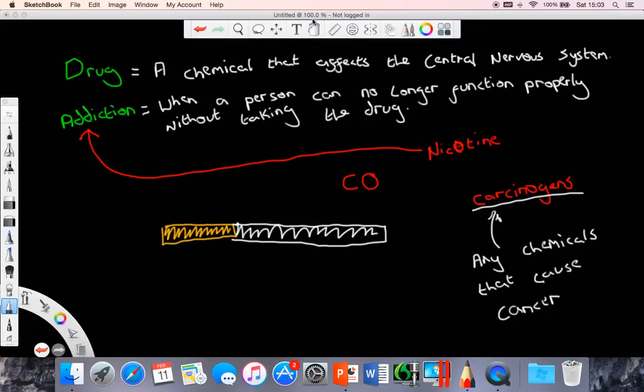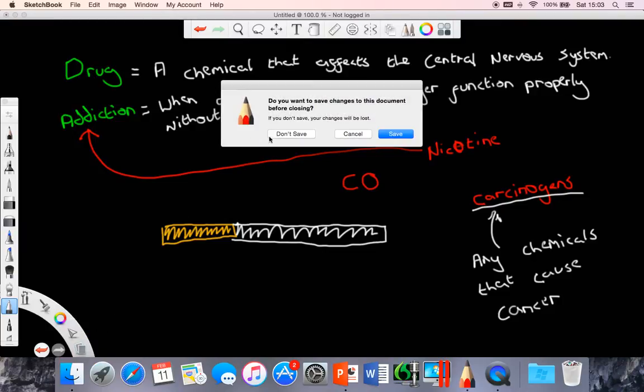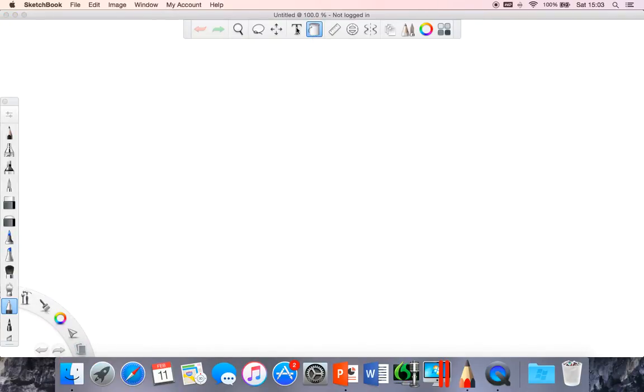Now, there are different types of drugs, and you need to be able to explain the difference between many of them. Okay? So let's have a quick look at some different types. First type of drug I want you to know about, or EdExcel wants you to know about, are painkillers. Okay, painkillers. Now, painkillers include things like morphine, okay? And what they do is they block nerve impulses from pain receptors.